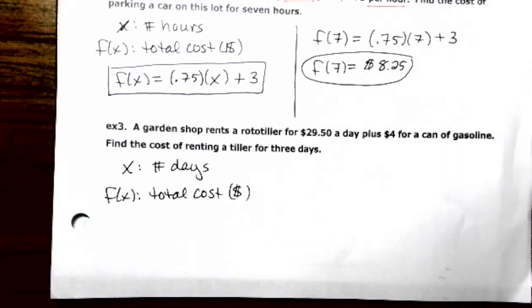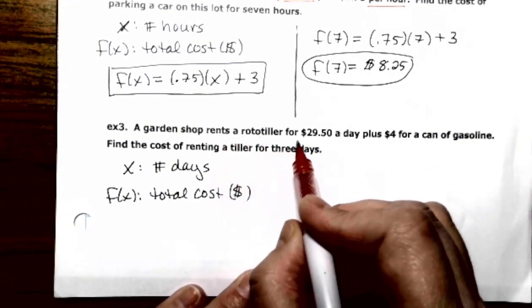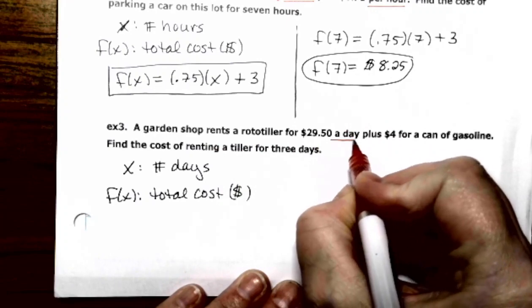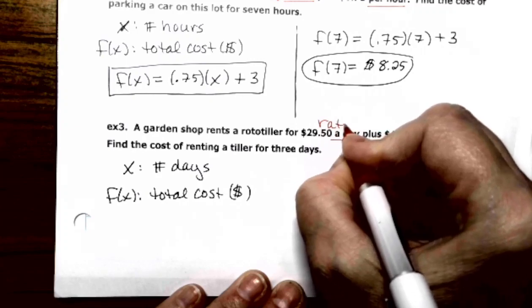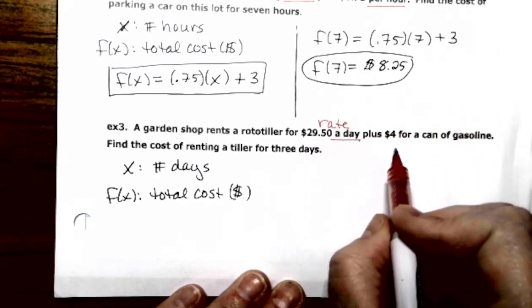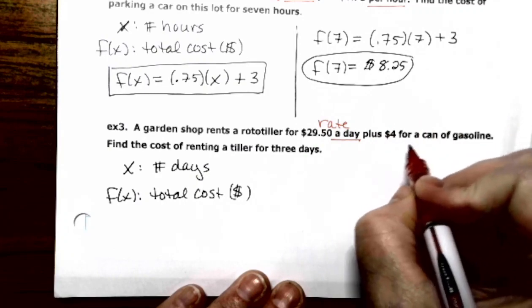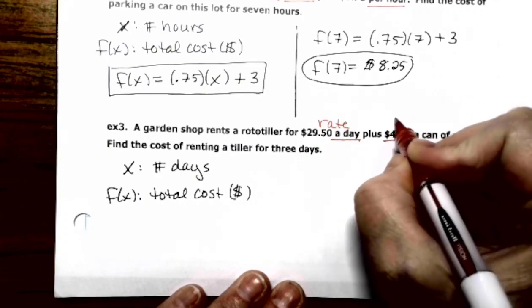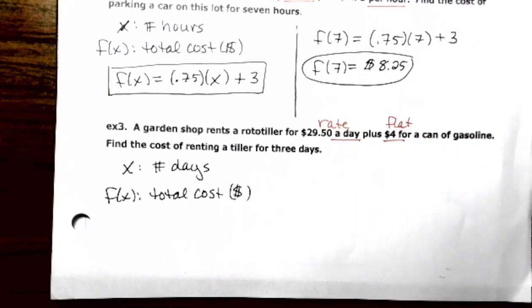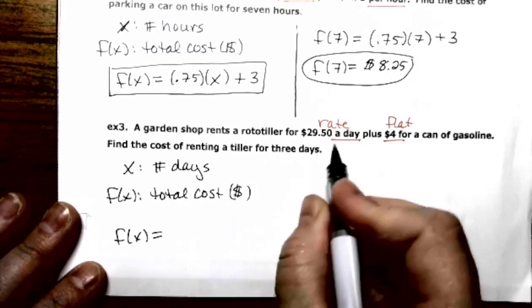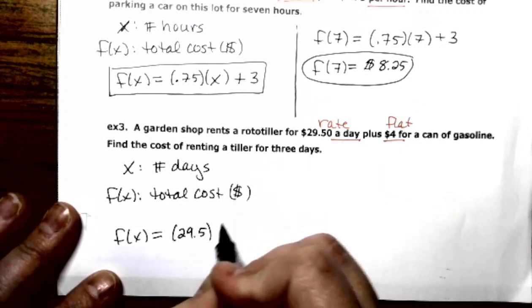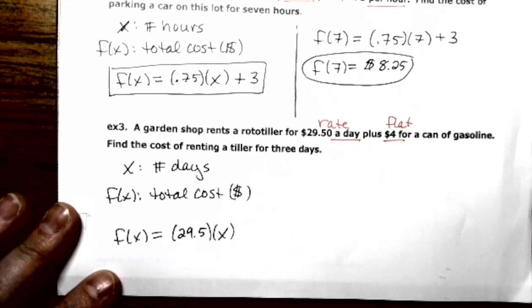So now let's read it again and identify the flat rate versus the changing rate. It says they rent a rototiller for $29.50 a day. So that means it changes depending on the number of days. So that is our changing rate. Plus $4 for a can of gasoline. So apparently you just pay the $4 one time, and that would be your flat fee. It would be the $4 for the gasoline. So here we go. F of x equals my changing rate, 29.5, times x, the number of days that I'm going to rent it, plus $4 for a can of gas.